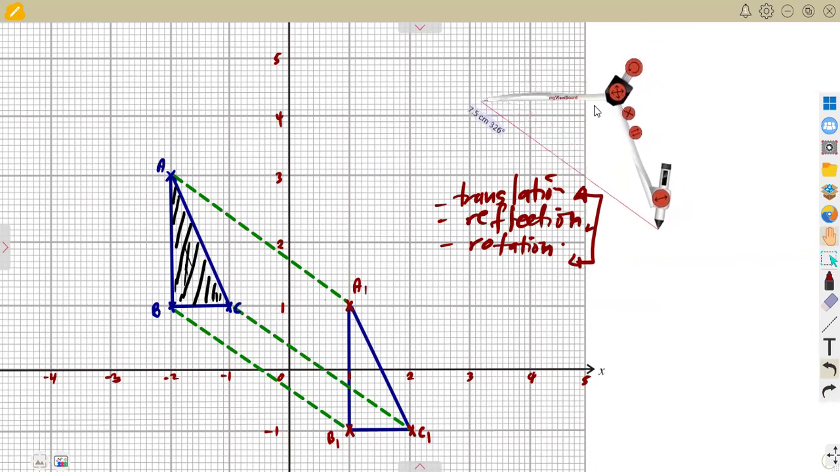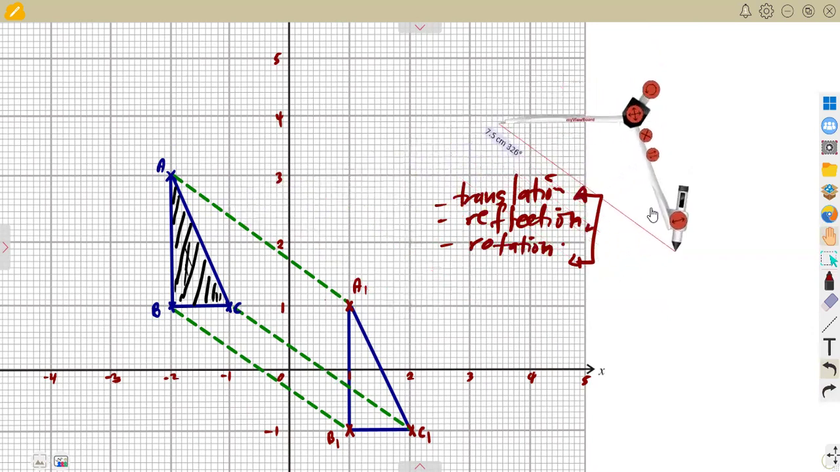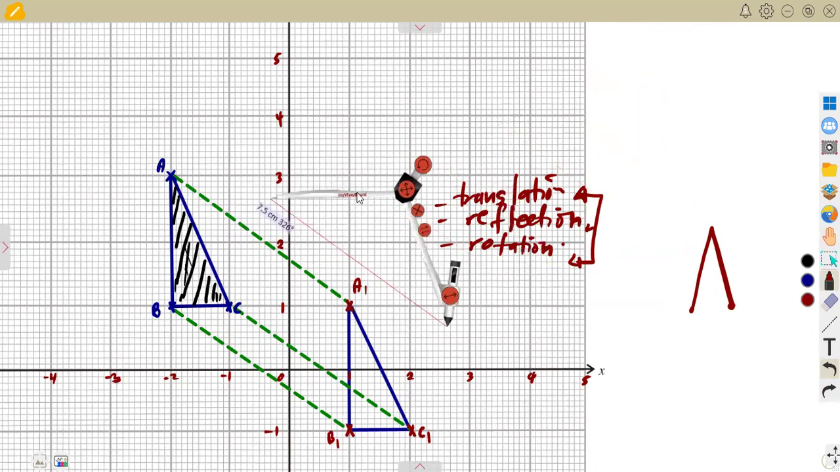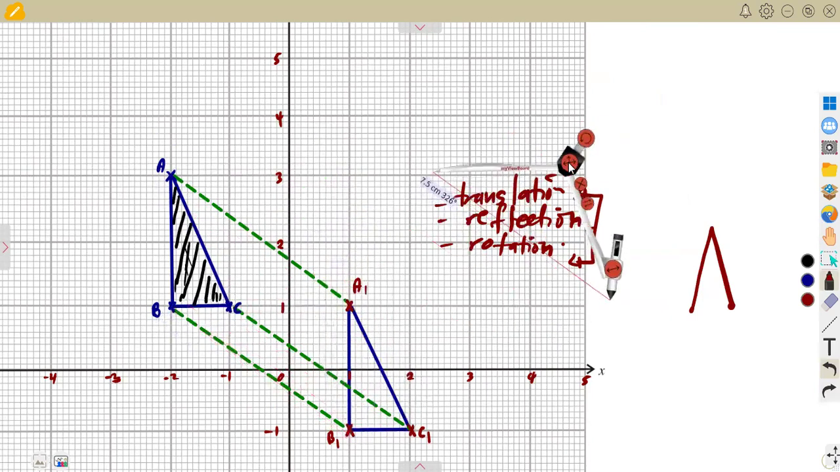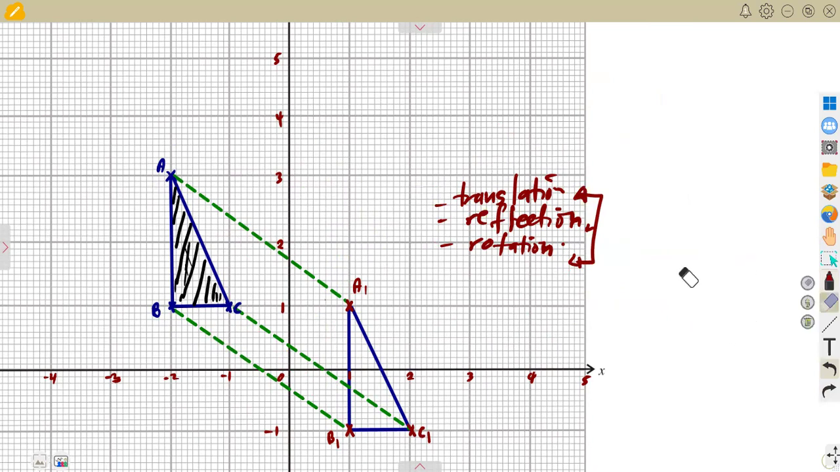You can even use a divider. You see that divider, where it has a needle point and a needle point there. So you just place one needle point on A, the other needle point on A1. That alone is enough. You move it from C to C1, it's the same. You move it from B to B1, it's the same. There you can easily see whether these parallel lines are of equal length or not, or you can use your ruler. All right.